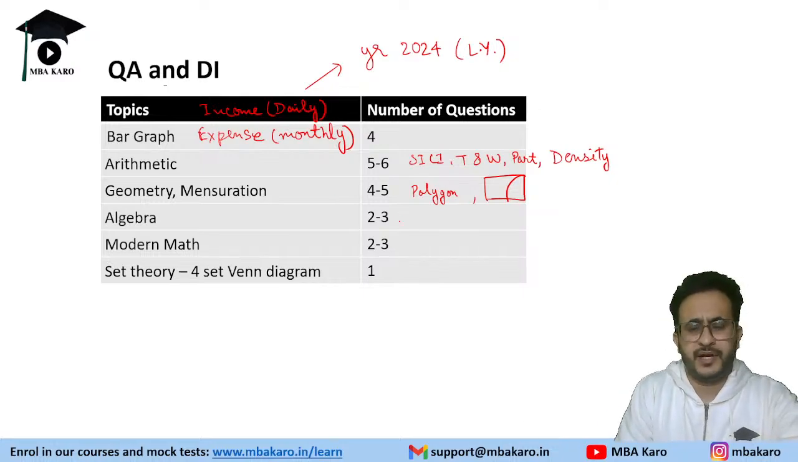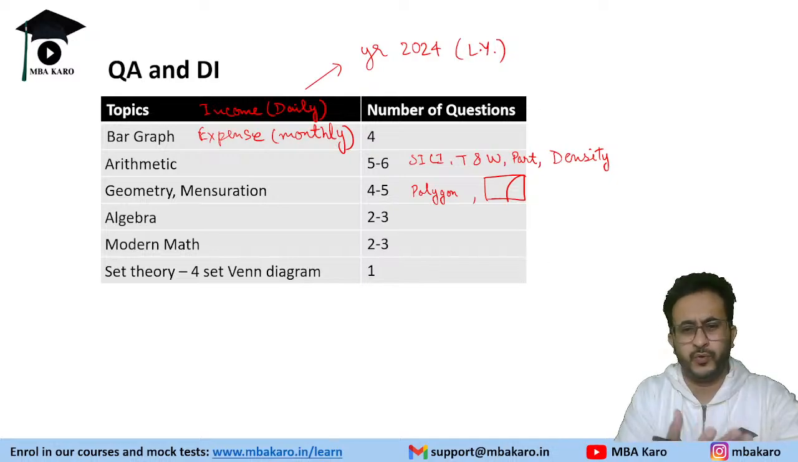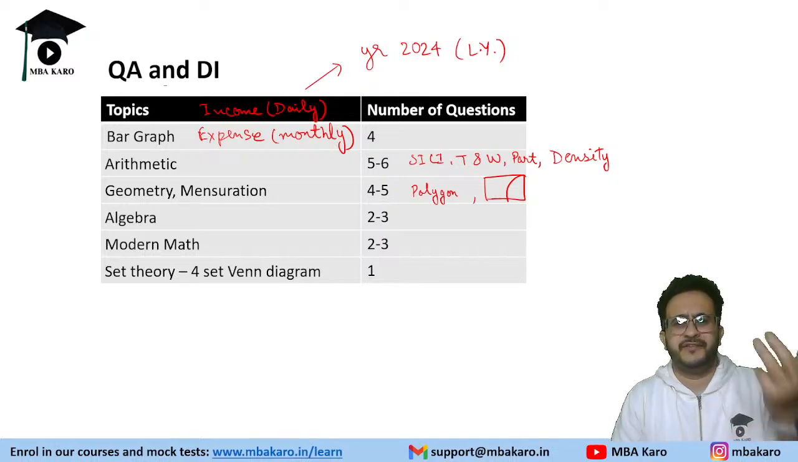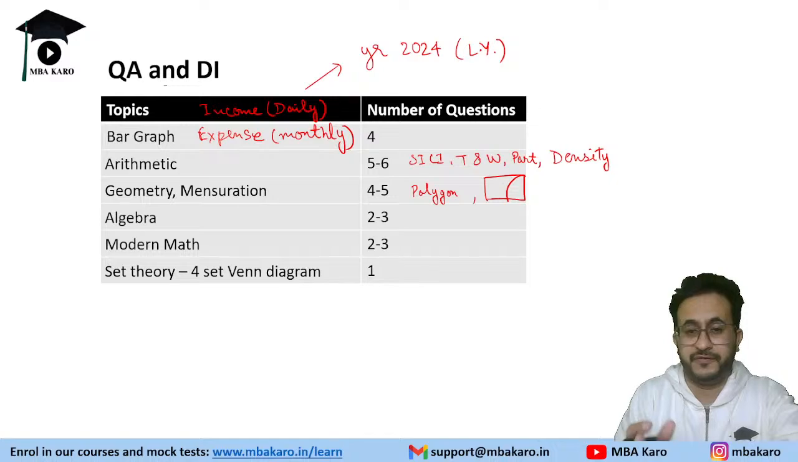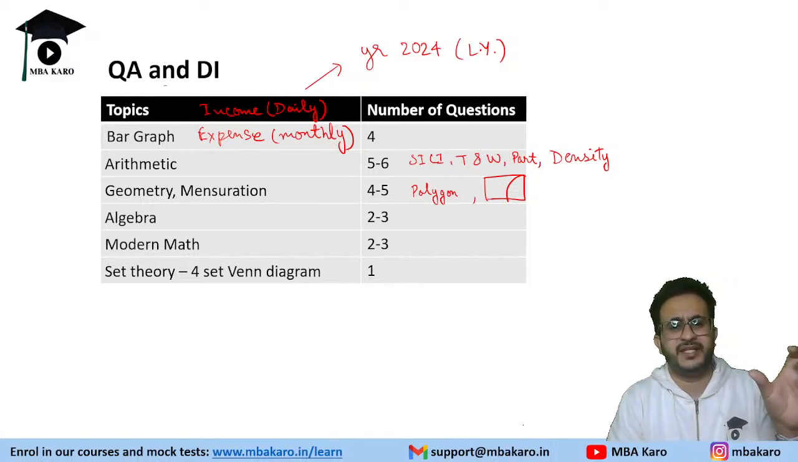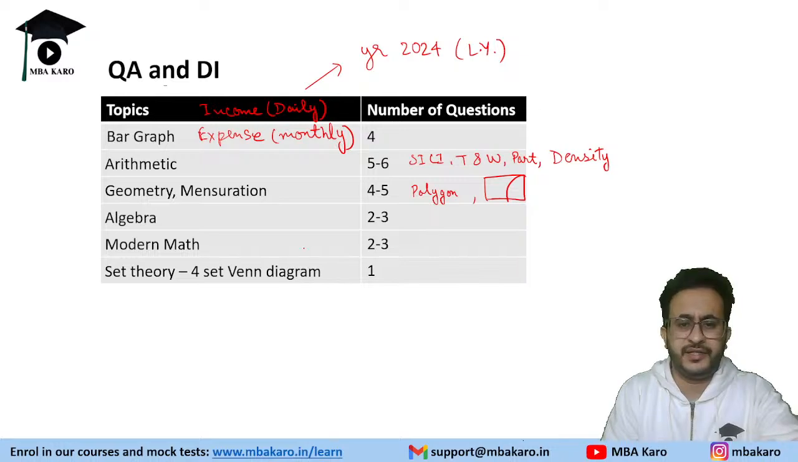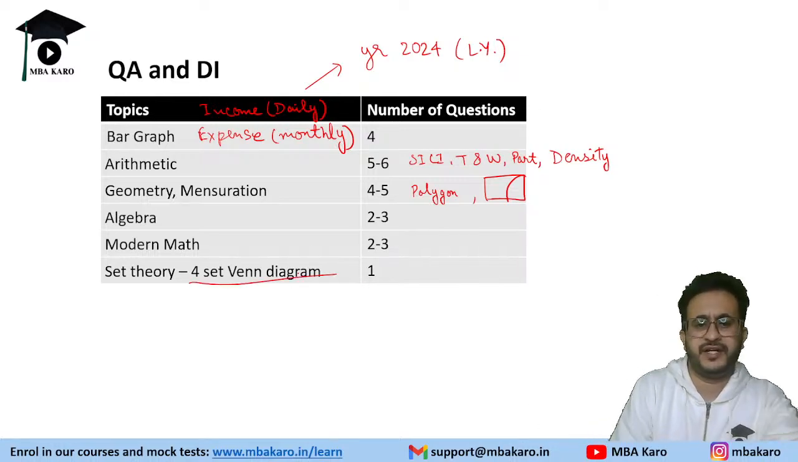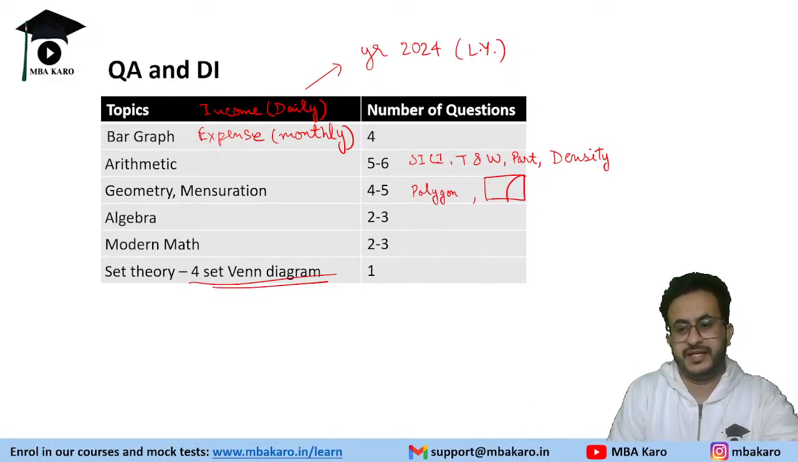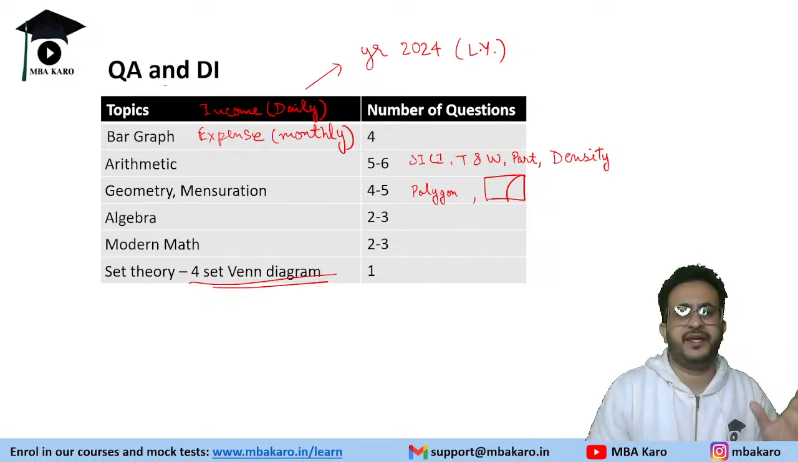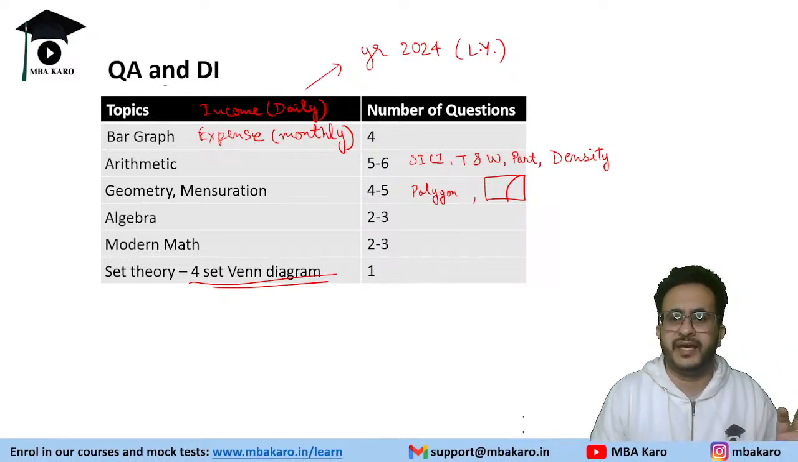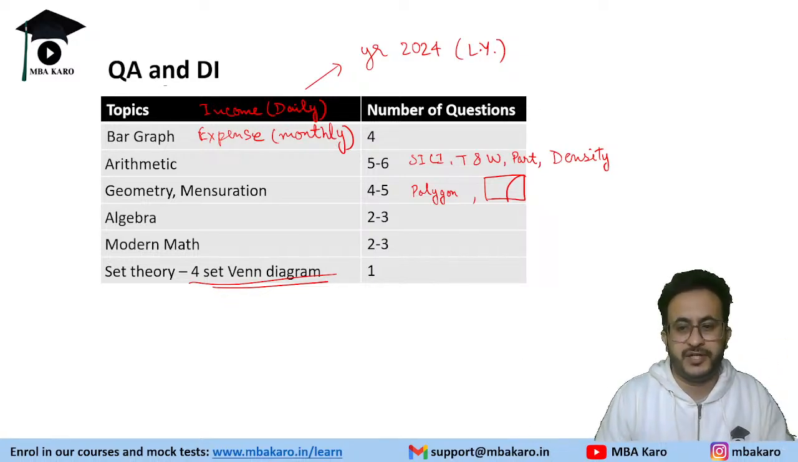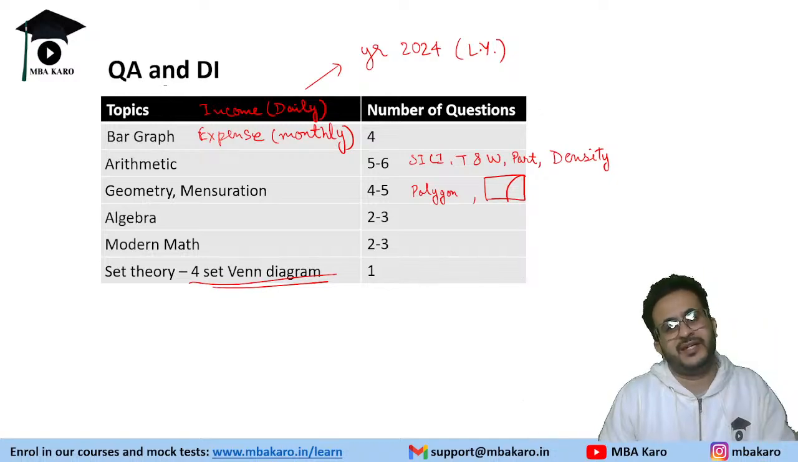Then there were 2, 3 questions on algebra. One was on the sum of roots, reciprocals, and their variance you had to find, so way too difficult questions. Modern math also had weird questions. In set theory, there was one separate question on a four set Venn diagram, and that was very lengthy. Like you get in CAT, right? In CAT, you have a complete DILR set which would take around 10 minutes to solve. So there was one single question from it.